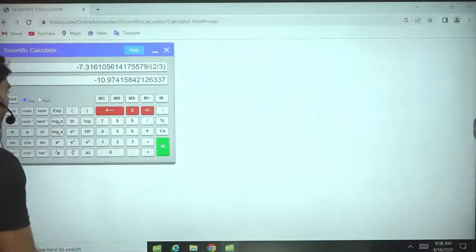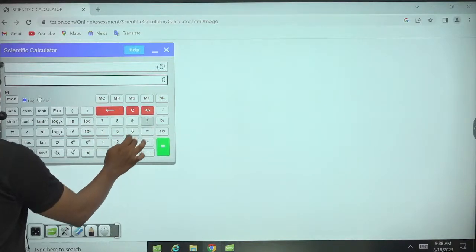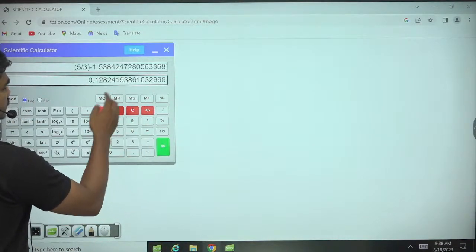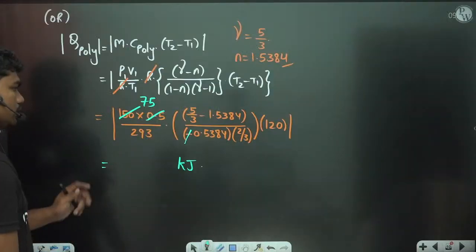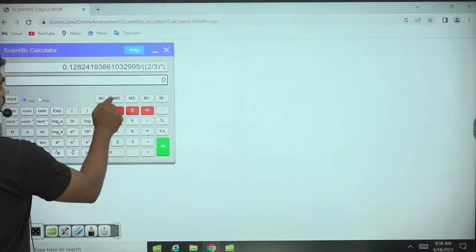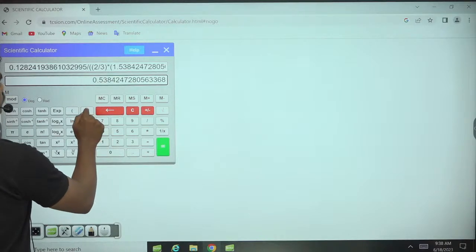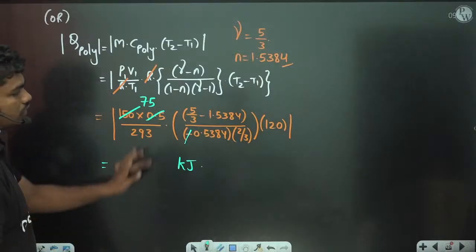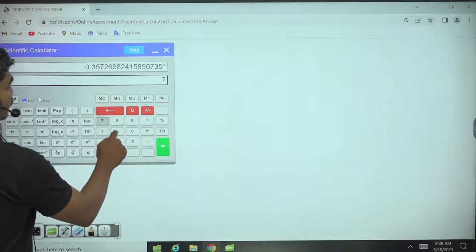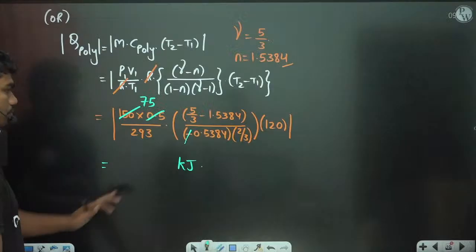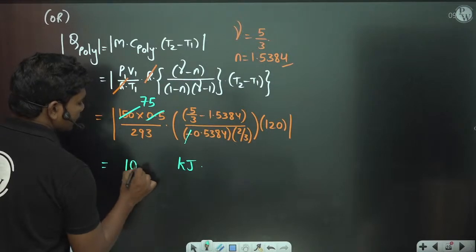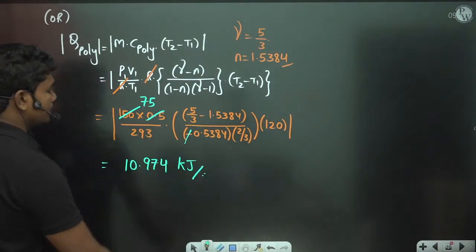So if you simplify this, 5 by 3 minus this n value, so this is gamma minus n, divided with 2 by 3 multiplied with gamma, this n minus 1 term. If you take this term, then this is the value 0.357. So this complete bracket is 0.357. So 75 by 293 multiplied with 120. If you multiply this with 120, then you can see 10.97 in this case also, 10.974. So this is the amount of heat interaction in kilojoules.